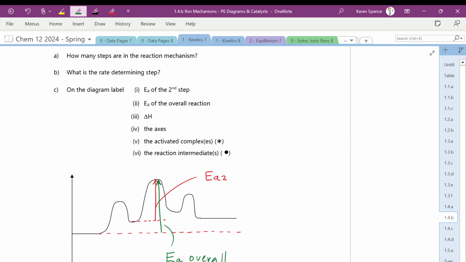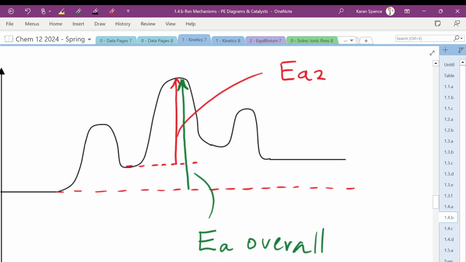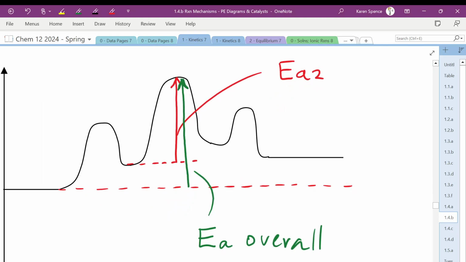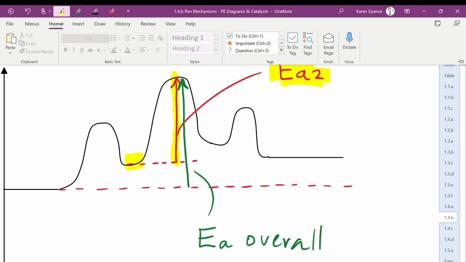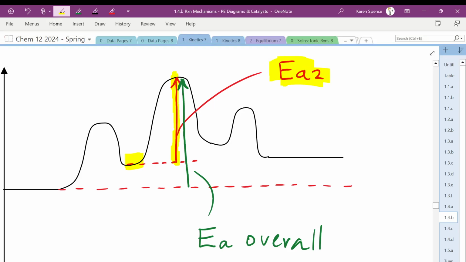Did you guys get the same thing as I did for the activation energies? Hopefully. So, activation energy of the second step starts from the beginning of the second step and goes to the peak of the second step. But the overall activation energy, which is really the most important one. So if you never know how to do EA2, no big deal. You could choose to ignore this.